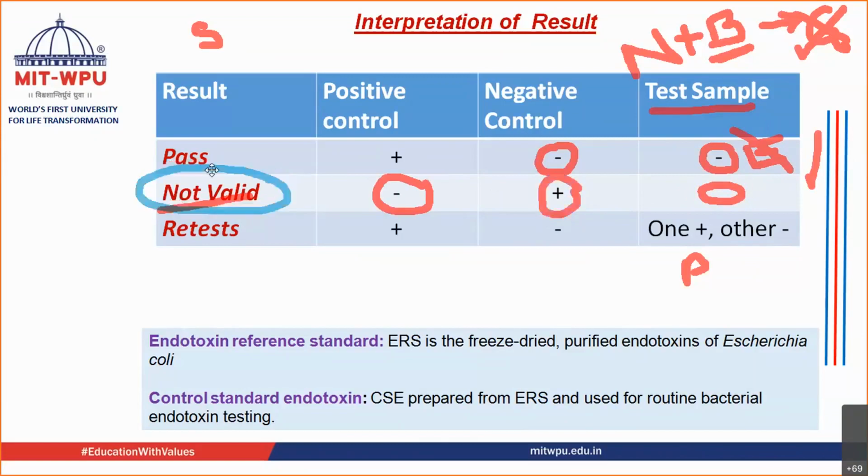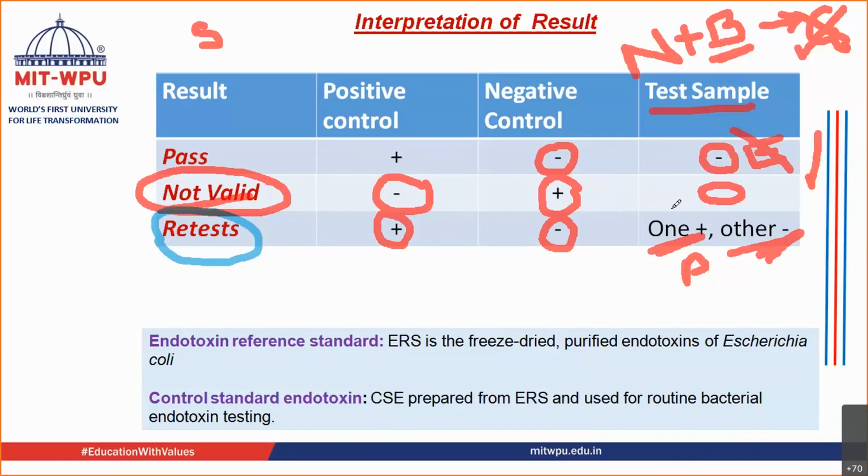That's why you are going to say the test is not valid. You may repeat the test, or you may retest the sample. You retest the sample if the positive control is showing positive results and the negative control is showing negative results, which is what we want. But at the same time, in the test sample, one of them is showing positive results, whereas the other is showing negative result. In such a case, you are going to repeat.